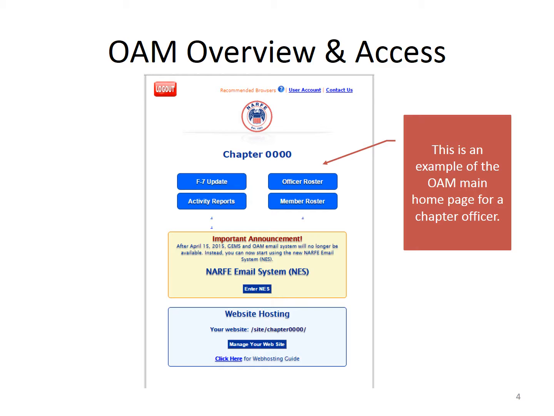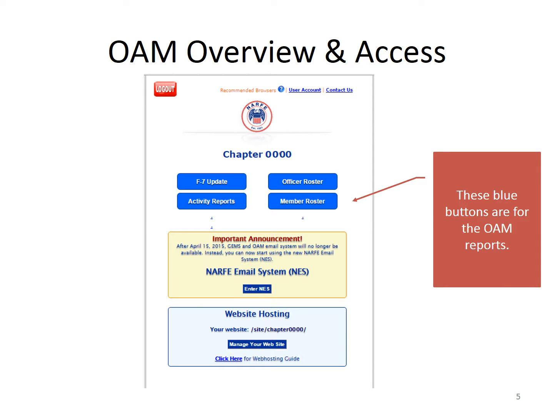In most presentations, we will be looking at web pages that will appear to chapter officers. The Federation reports are similar. The software that controls the web pages will not display functions that you cannot perform. If you cannot update an F7, then you will not see that button.